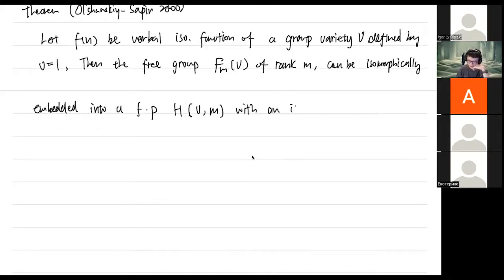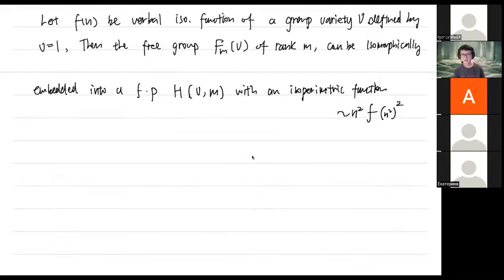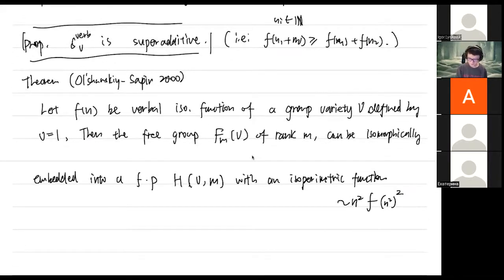With an isoparametric function equivalent to n squared f of n squared squared, I think that's the result. So now if you know the verbal isoparametric function of a specific variety, you can actually embed all the free groups in the variety into a finitely presented group with this bound.